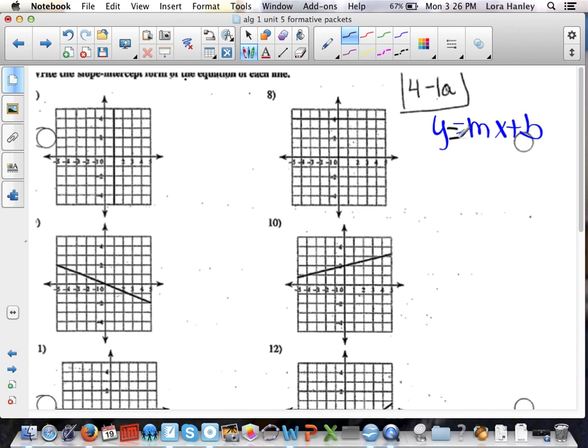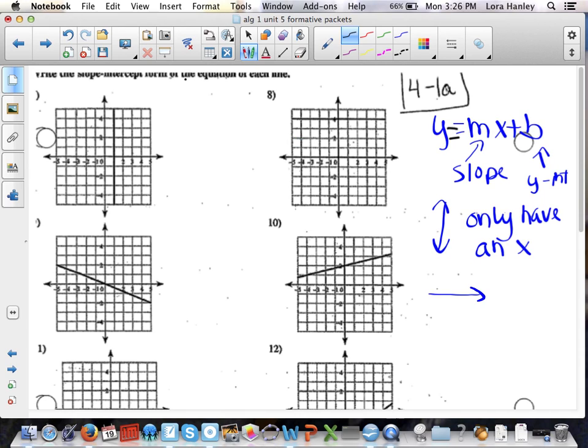Where m is your slope and b is your y-intercept. So remember, b is where you begin graphing, slope is your rise over run. And if we have a vertical line, you only have an x. For a horizontal line, you only have a y in your equation. So let's get looking at a few of these lines. Remember, the two pieces you have to find are slope and y-intercept, unless it's horizontal or vertical.